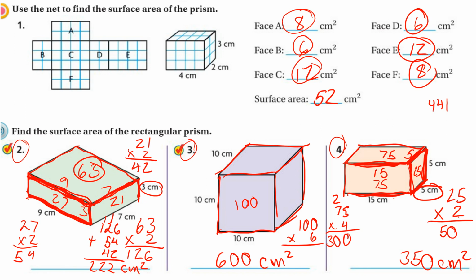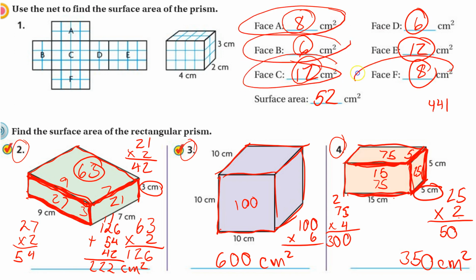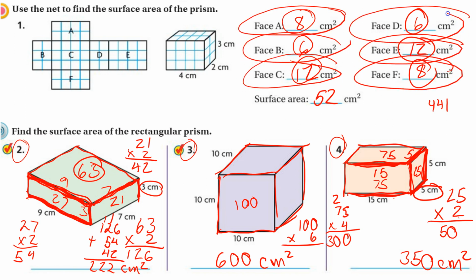Any rectangular prism, you're going to have 1, 2, 3, 4, 5, 6 sides that you need to find the area for and then add all those up. Okay, I've shown you some shortcuts in adding those 6 up, but if you don't want to take a shortcut, that's fine. You don't have to.